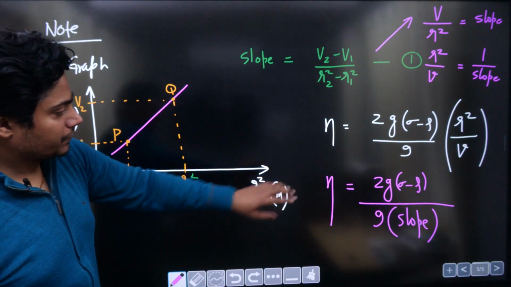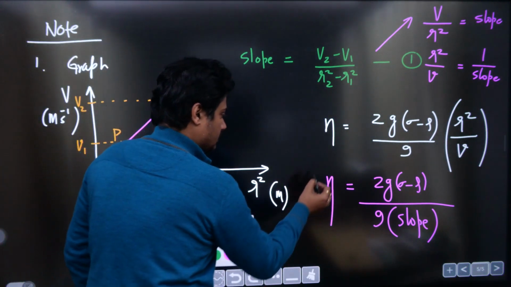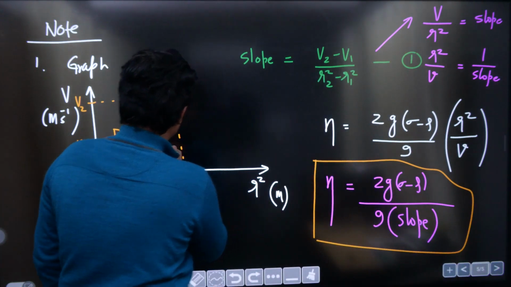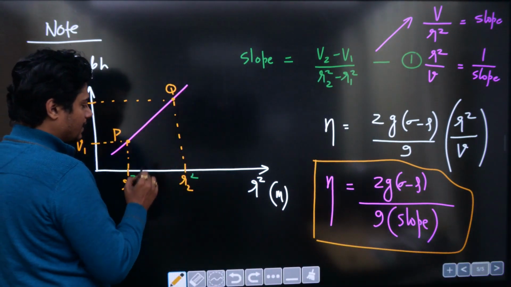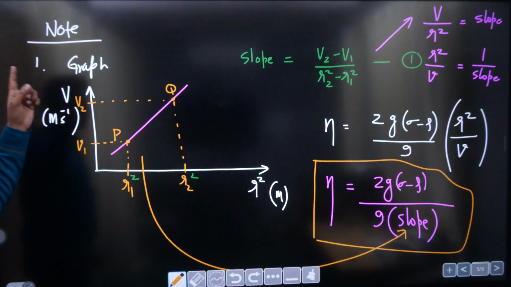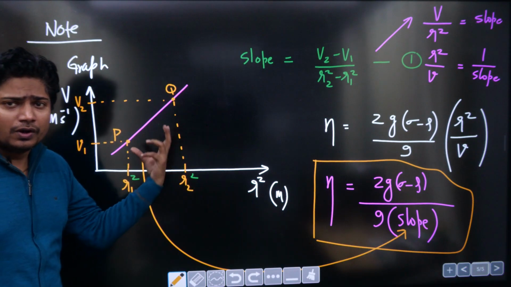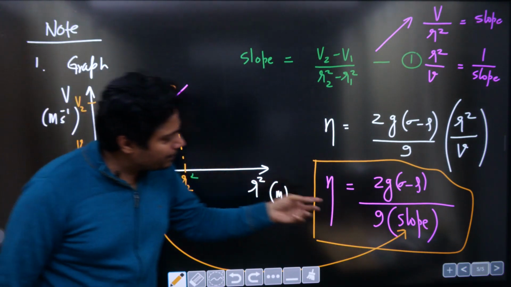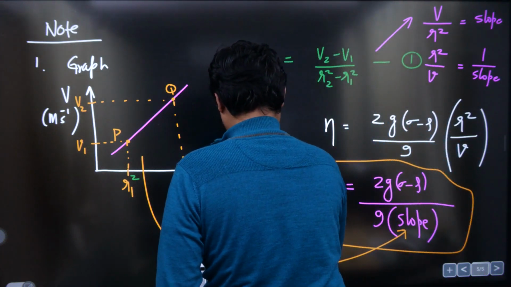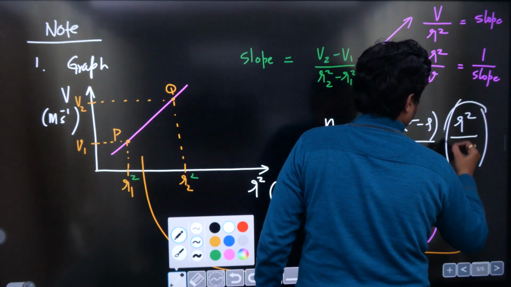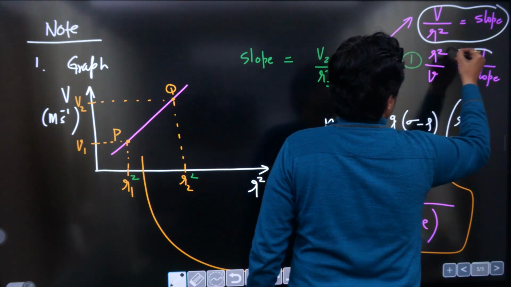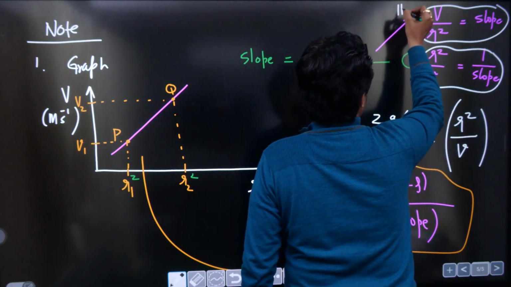All right. So this is note number 1. You can put the value of slope from here, tan theta, whatever angle you get here. So this is the first note from the given graph. If the graph is given to you, find the slope of this graph and put it here. This is the meaning of slope, remember. Slope is v by r square, or 1 by slope is r square by v, remember, right?